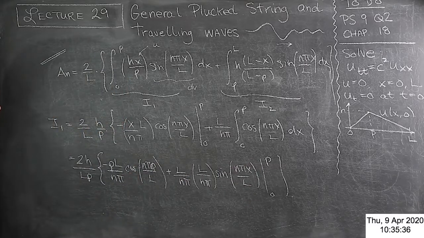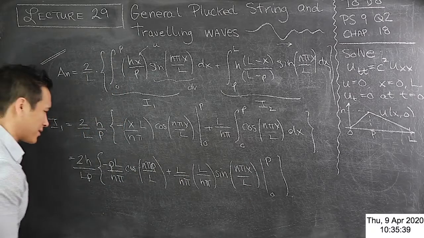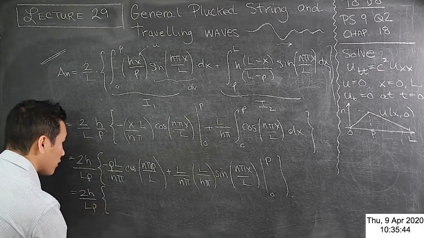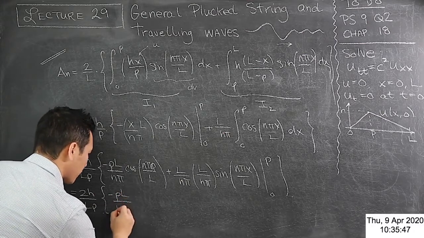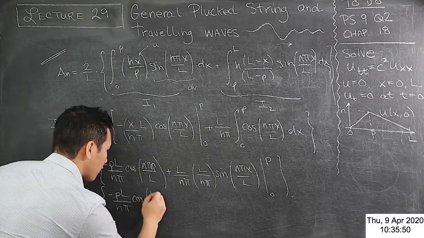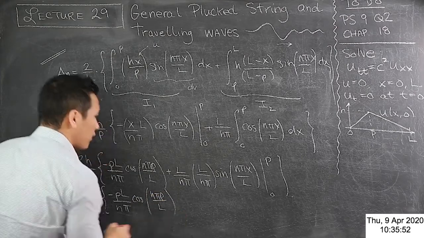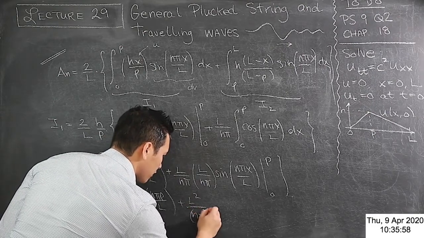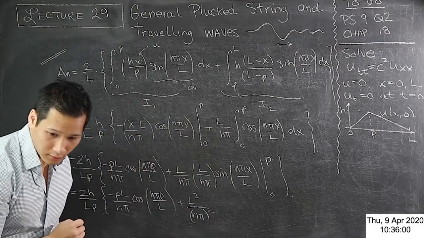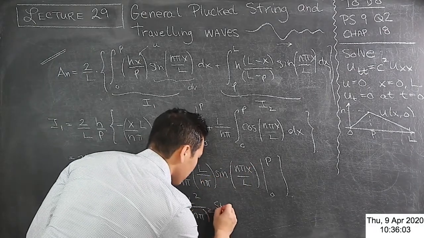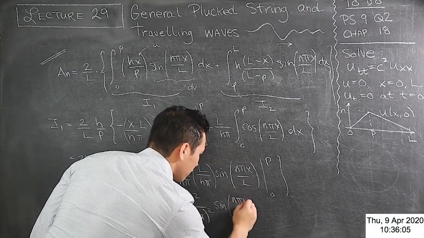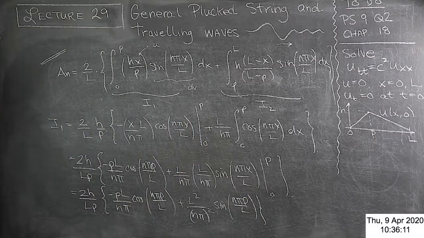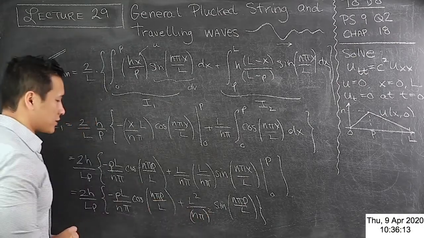Okay? So at the end of the day, you have something that doesn't look very nice. Right, that's part of the problem. So this is 2h over Lp. This looks like a minus pL over n pi cosine of n pi p over L. And then you get an L squared over n pi squared here. And then you get a sine of n pi p over L. Okay? And that's it. So you have this for I1.